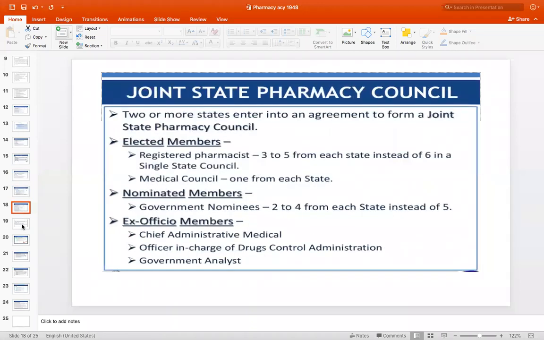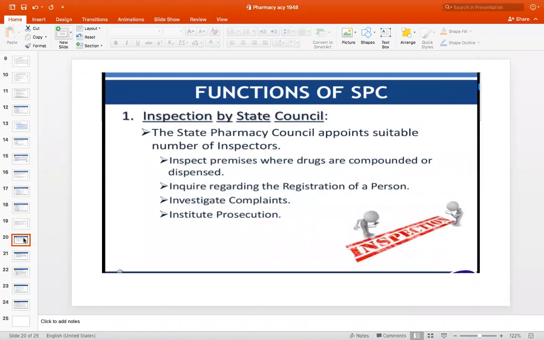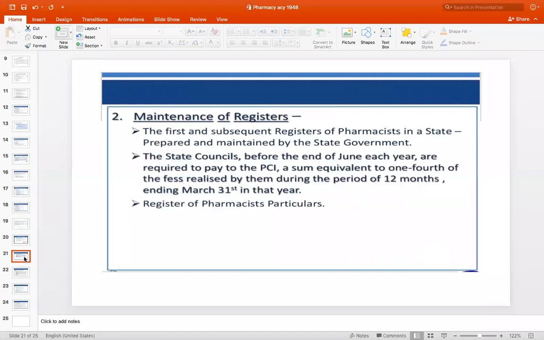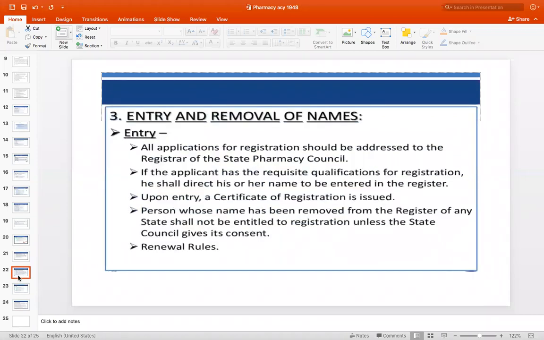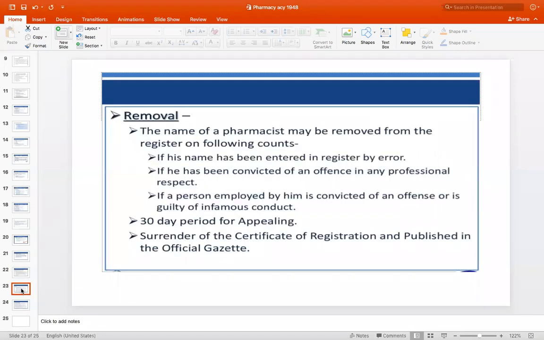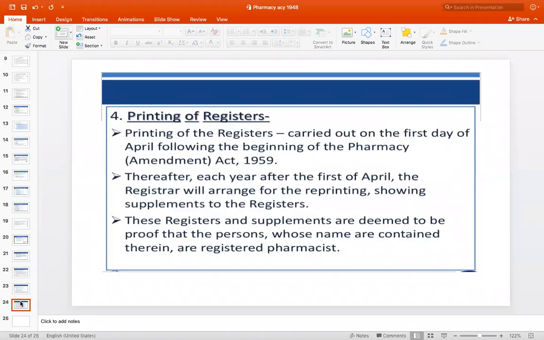Functions. Okay, as you said, first is inspection, next maintenance of register, correct? Entry and removal, don't forget, this is the job of even PCI also and State Pharmacy Council, whichever it is. So they have to do the updation, whichever the new entries are there and which are the removals. Every year they have to do, and every year they have to print it. So that is why that amendment came, and it came in 1959.